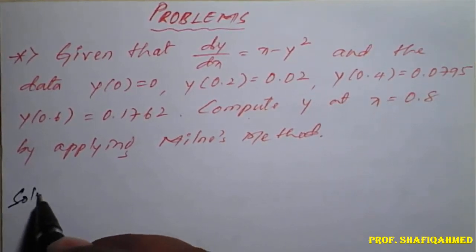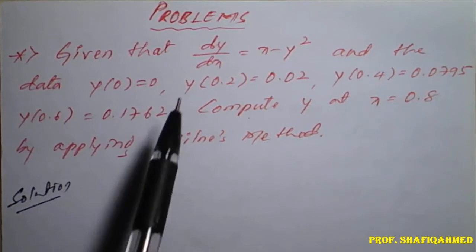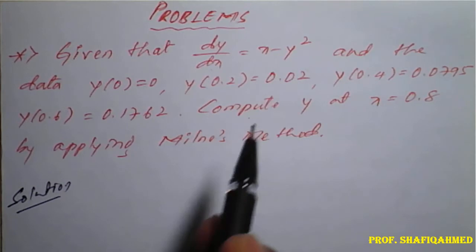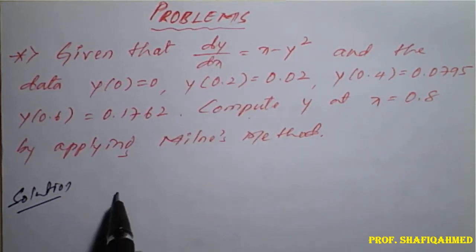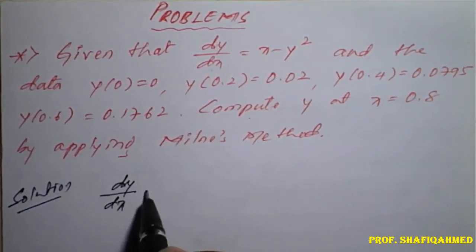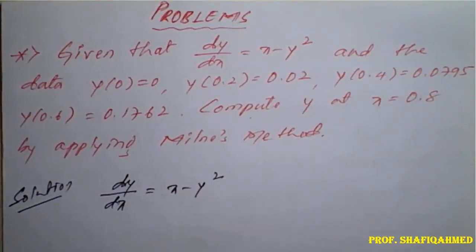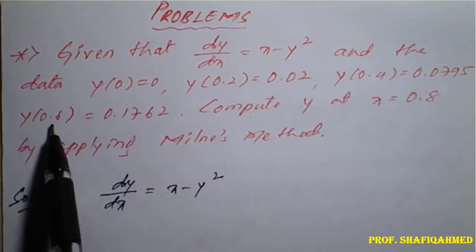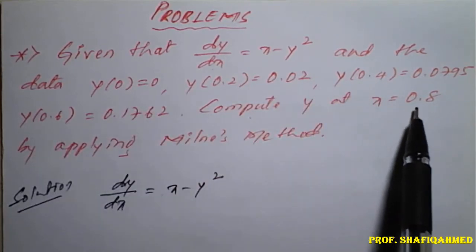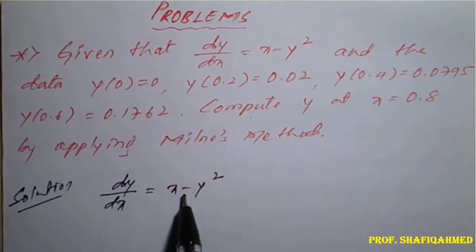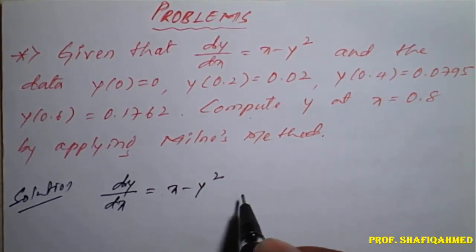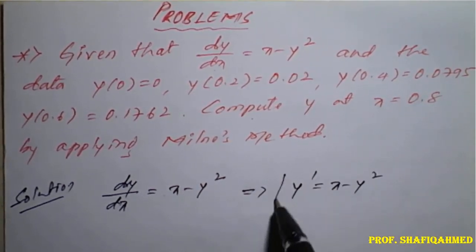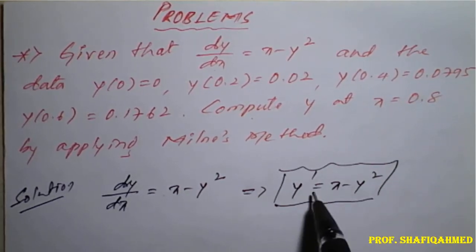Solution. Firstly, I will collect the given data. That is dy by dx is equal to x minus y square, and the remaining values they have given. These are the four values they have given, and we need to find y at x is equal to 0.8. This dy by dx is equal to x minus y square can also be written as y dash is equal to x minus y square. Dy by dx can be written as y dash.